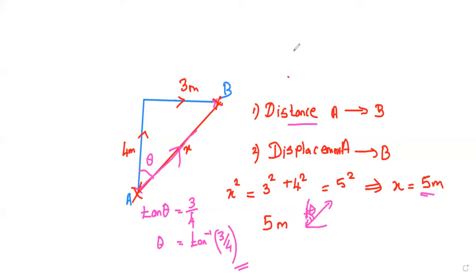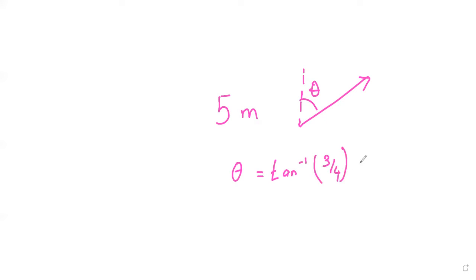So for the teacher, the final answer would be 5 meters. We can draw an arrow like this from this side and mark the theta. Theta is going to be tan inverse 3/4. It's better if you can find the value of that theta in degrees or radians using the calculator. So this is the final answer of this part. I hope this is clear for you. In the next video, we are going to do another interesting question from distance and displacement. Thank you.